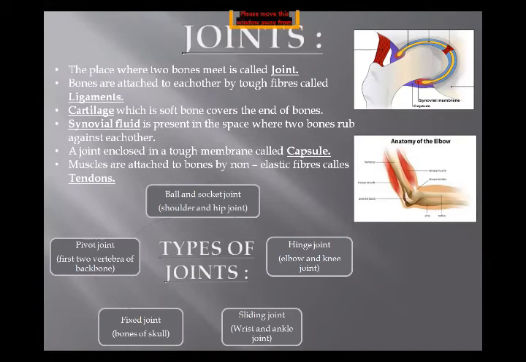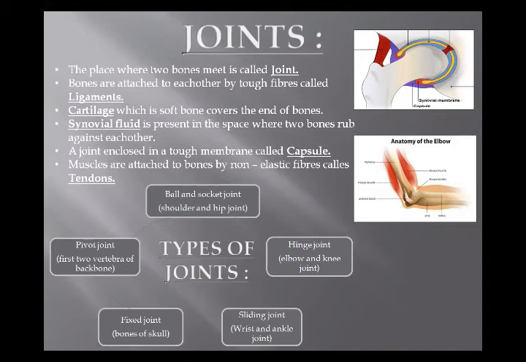Joints in our body are of different types. Here we share 5 types of joint: the ball and socket joint, the hinge joint, the sliding joint, the fixed joint, and the pivot joint. What is a ball and socket joint? Can you move your hand? Can you move your shoulder up and down, right and left? This is the ball and socket joint.